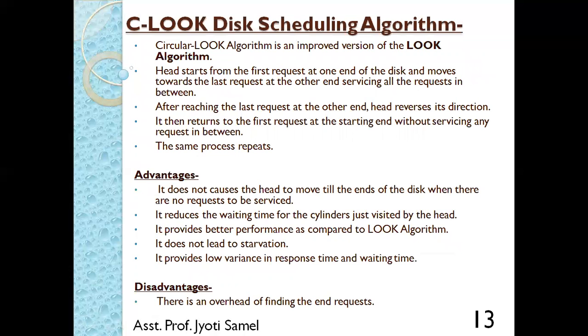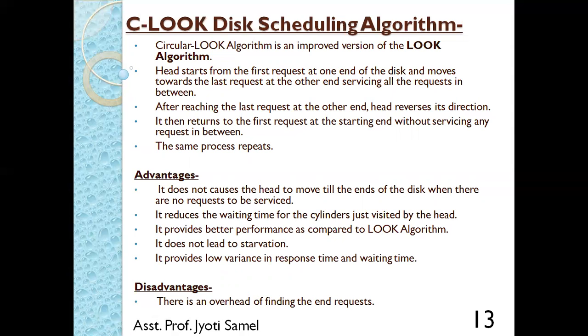Now C-look disc scheduling algorithm, which is also known as circular look algorithm, is an improved version of look algorithm. Head starts from the first request at one end of the disc and moves towards the last request at the other end, servicing all the requests in between. After reaching the last request at the other end, the head reverses its direction. It then returns to the first request at the starting end without servicing any request.